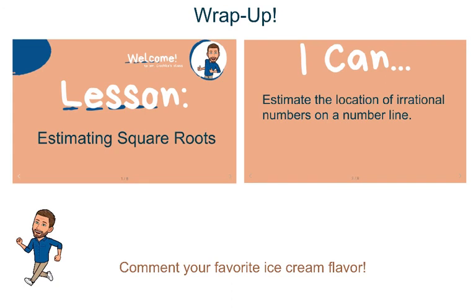Today we went over estimating square roots. We looked at estimating location of irrational numbers on a number line. Irrational means it doesn't make sense. So remember, these irrational square roots are numbers that have nothing that multiplies by itself to get that number, but we can still get the square root of them, and we can locate them approximately on a number line.